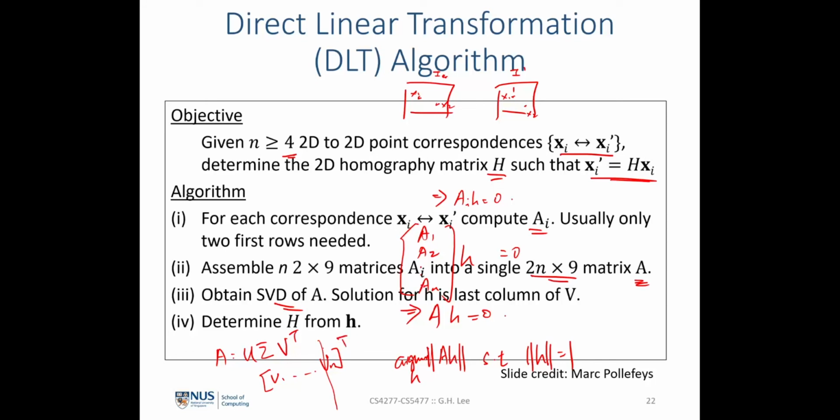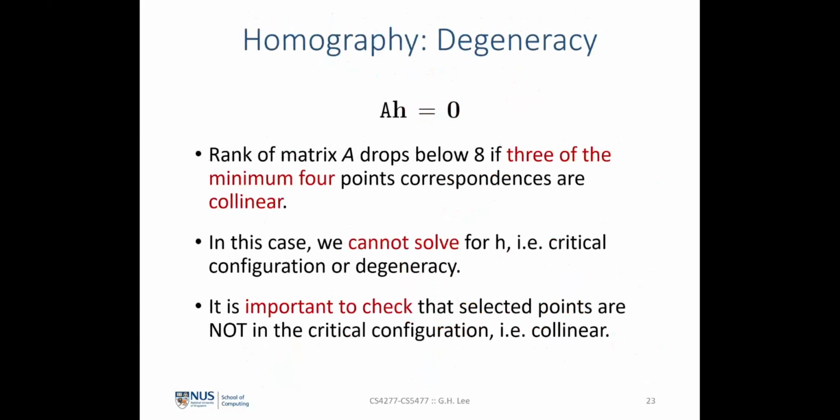Then we'll be able to rearrange h, because h is a 9 by 1 vector that consists of all the elements in the homography matrix. Finally, we rearrange this 9 by 1 vector to recover our 3 by 3 homography matrix. And there is a degeneracy case where the formulation that we have seen earlier would fail.